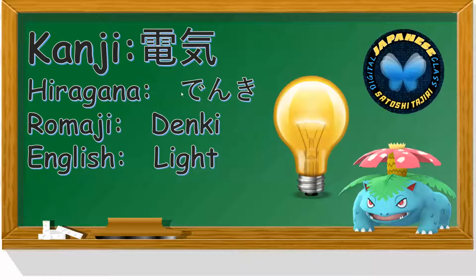Okay. Next word is denki. It means light. It comes from this character, which means electric. Then ki means atmosphere or feelings. So the feeling of electricity becomes light.